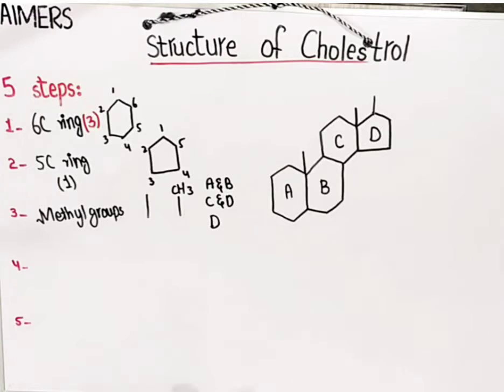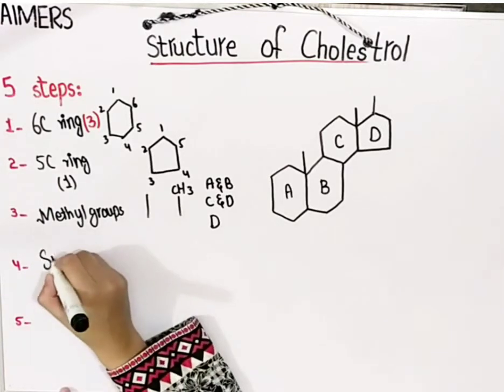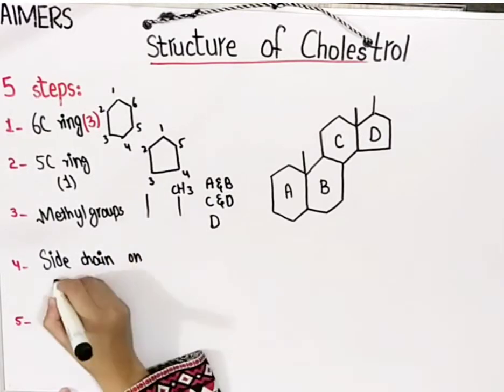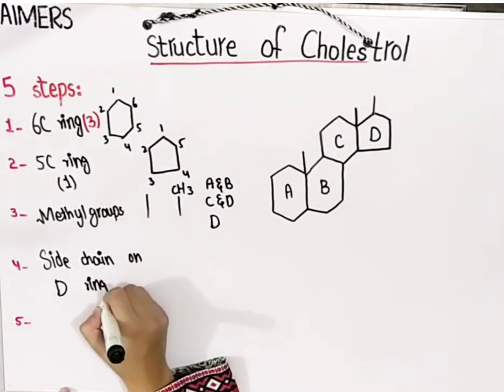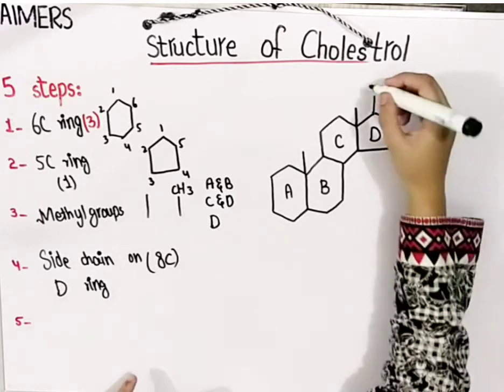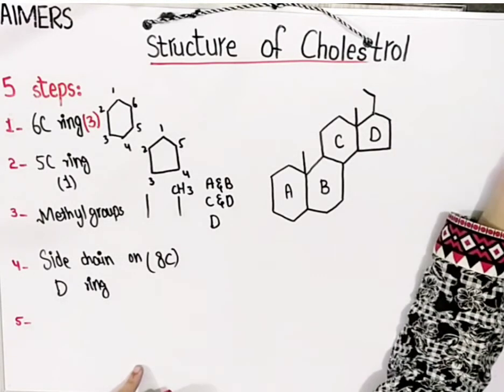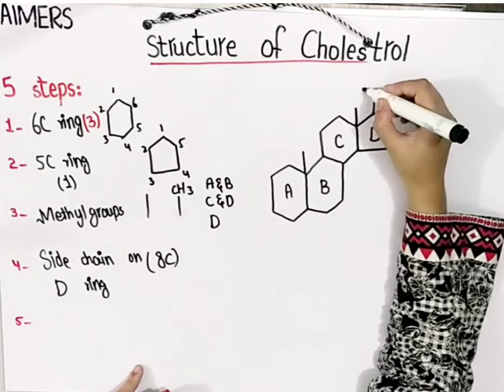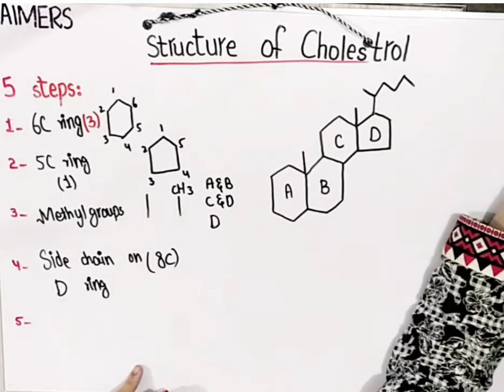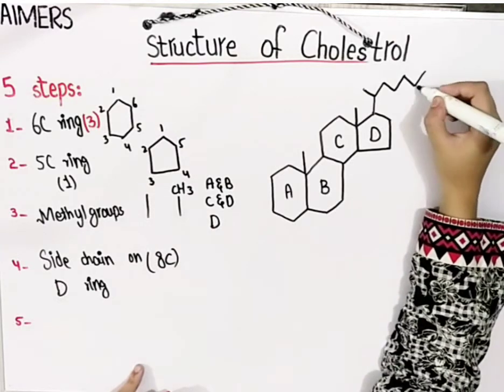Now the fourth step is we have to add a side chain over here. Side chain on D ring, and this side chain carries 8 carbons. Okay, now how do you have to draw this side chain? You have to draw this 8 carbon side chain somewhat like this. You have to start like this, and you have to complete 8 carbons. 1 2 3 4 5 6. You have to leave like this, and then 7 and 8.